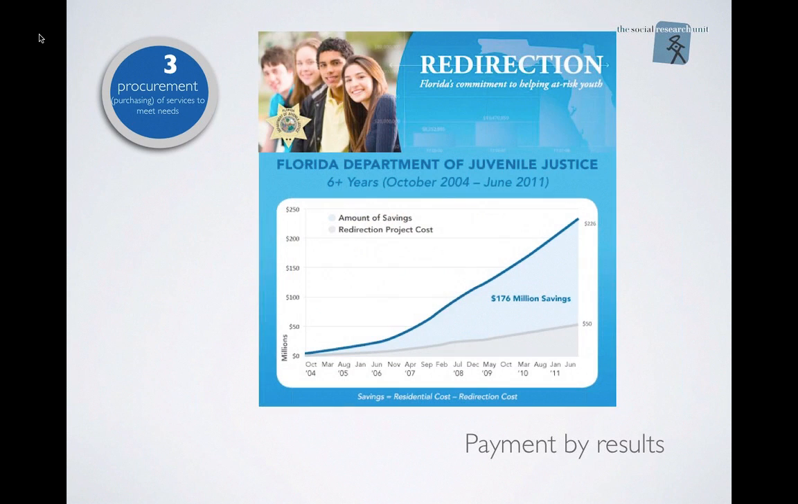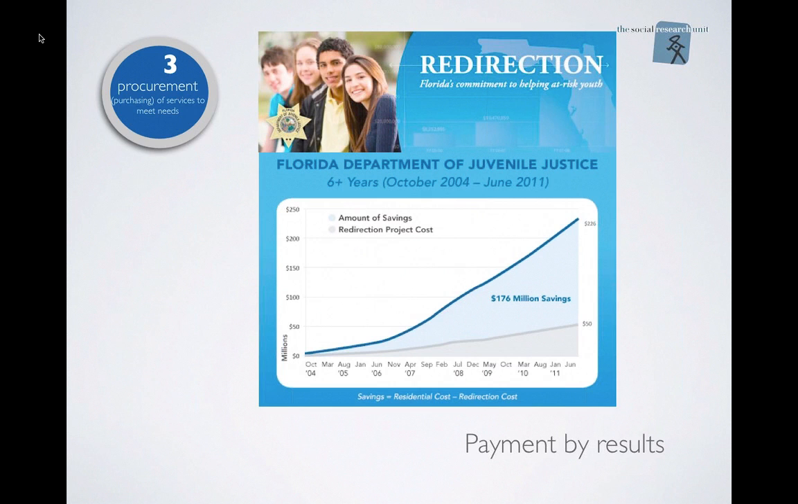Project Redirection in Florida is an example of a large-scale payment by results contract. It was developed in a context of worsening teenage violence rates, overcrowding in residential facilities, and a public cash shortage in the state. So in 2004, the state's Department of Juvenile Justice contracted with an organization called Evidence-Based Associates, or EBA, to redirect troubled youth from residential placements to more effective, family-focused, evidence-based treatment options.